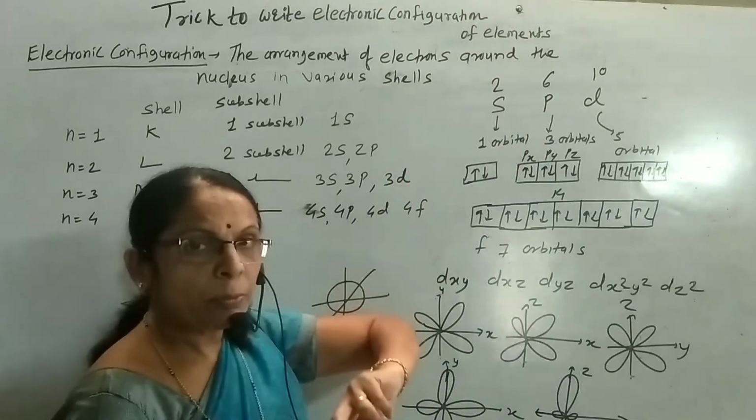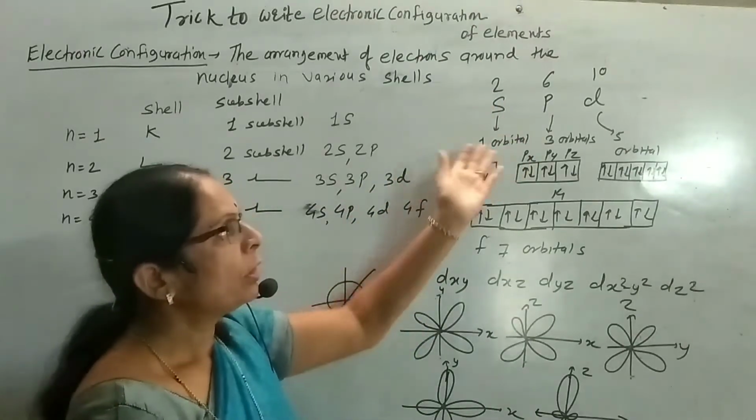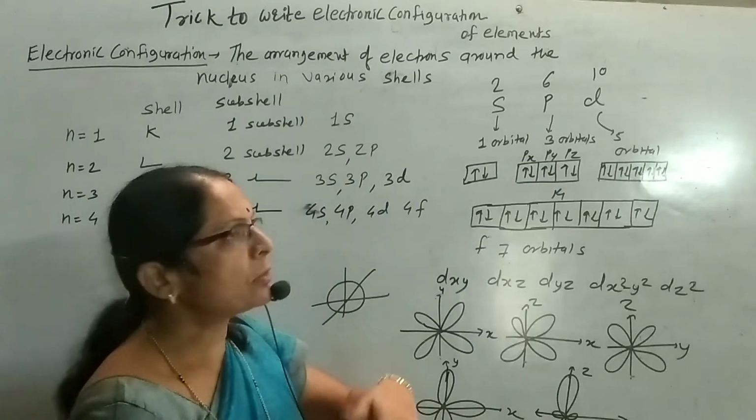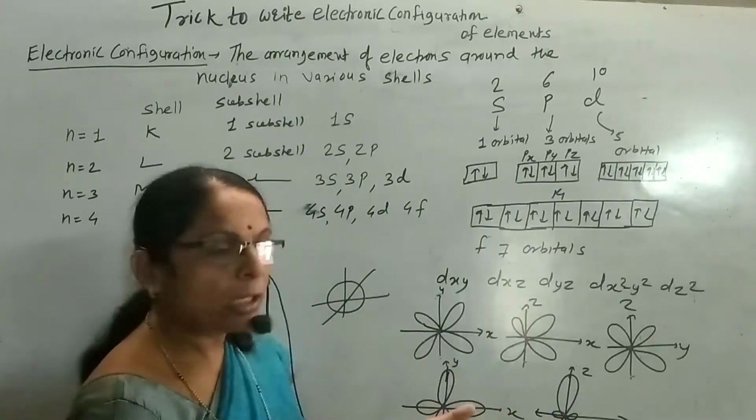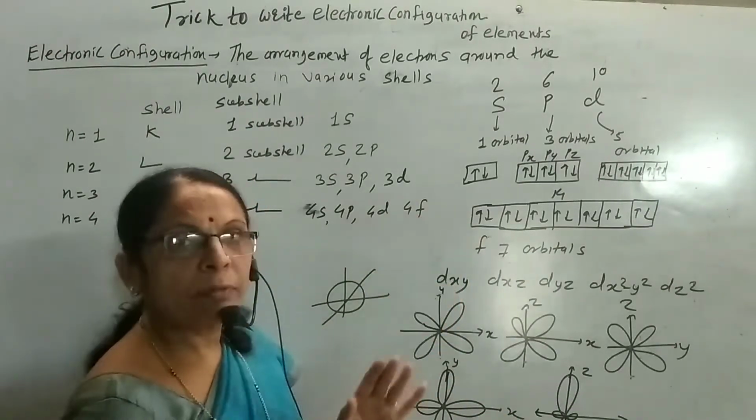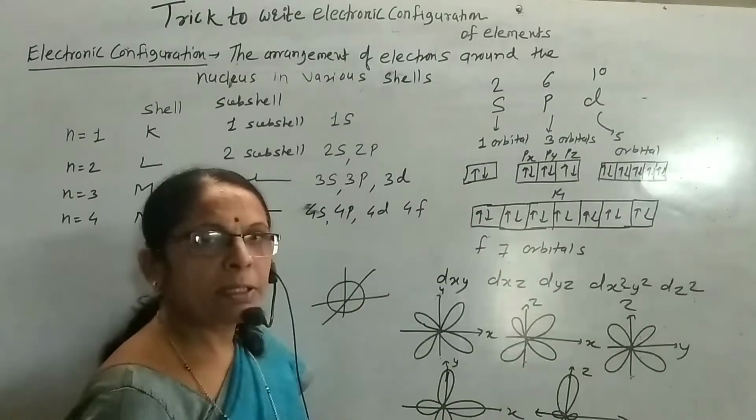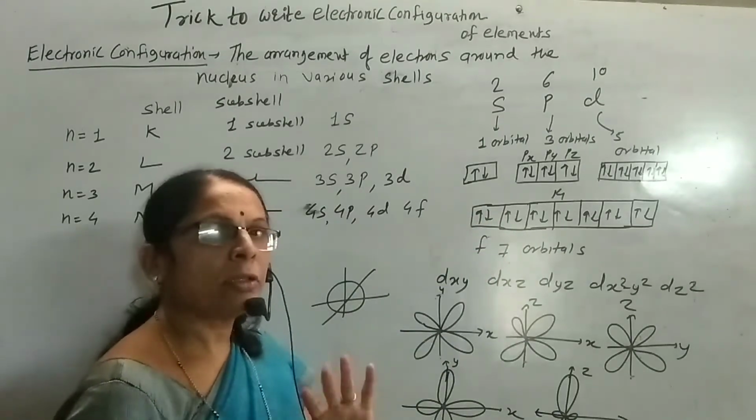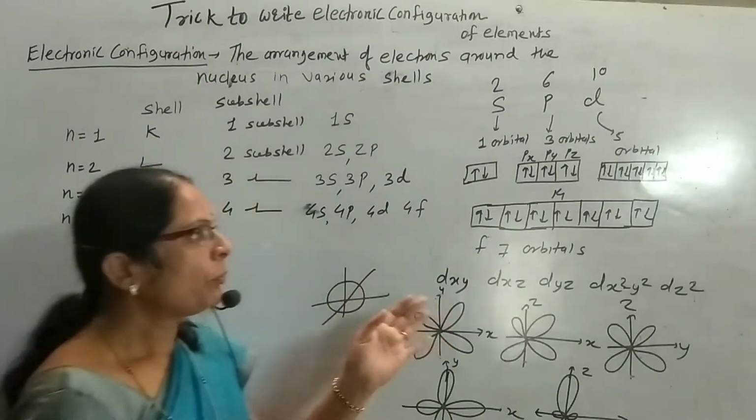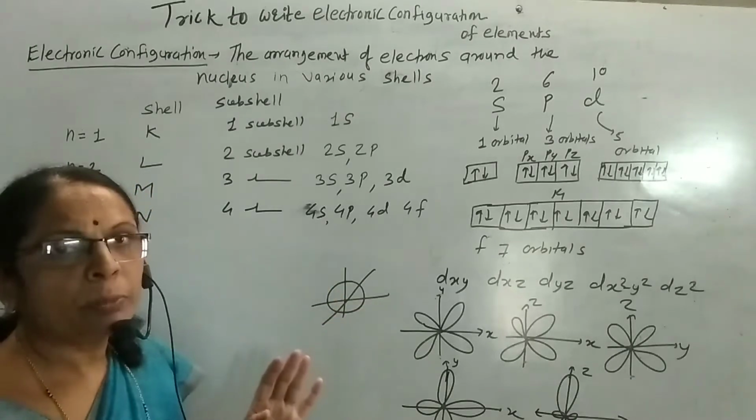P has 3 orbitals, so it has a capacity of 6. D has 5 orbitals, so it has a capacity of 10 electrons, and F has 7 orbitals, so it has a capacity to fill up 14 electrons. Like this, we can consider the filling of the electrons.